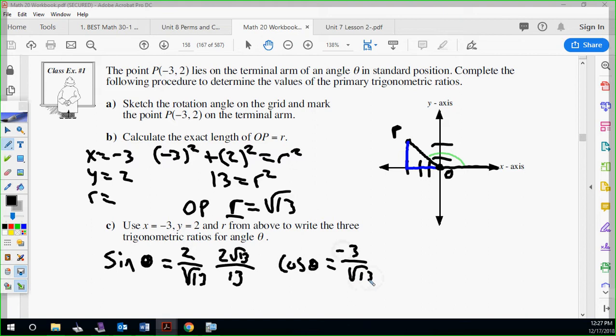You get the right numbers. Okay. So x on top, root 13. So if we rationalize, maybe that's what you were doing. If you rationalize, it's negative 3 root 13 over 13, like that. Okay, and Riley, you want to take a shot at tan theta? Good. 2 over negative 3.